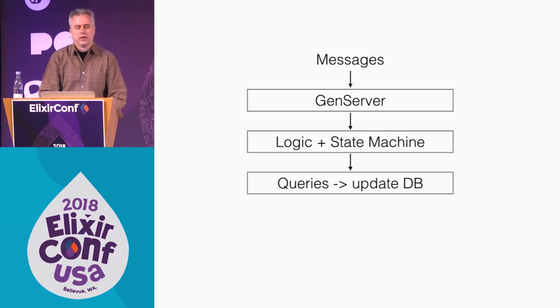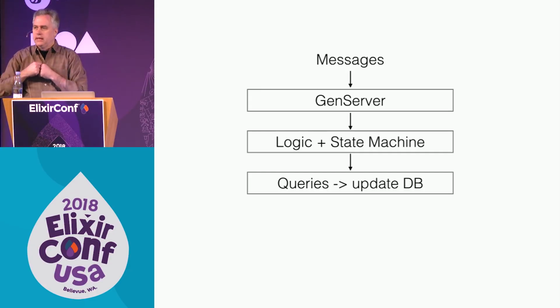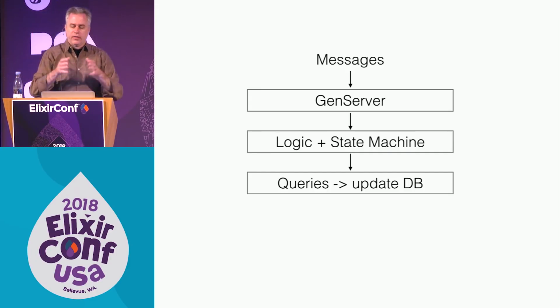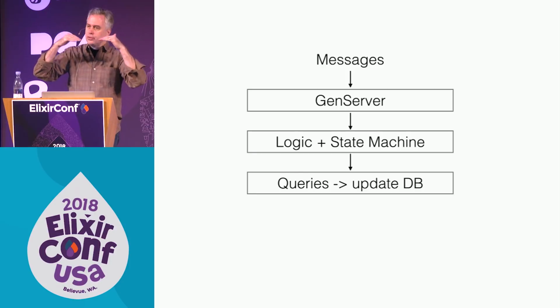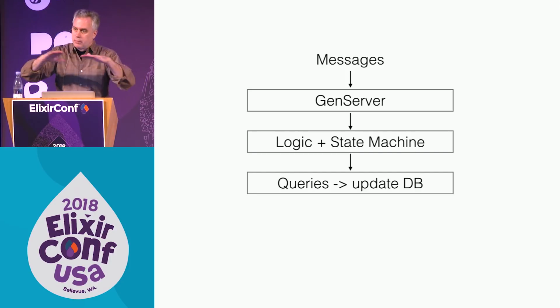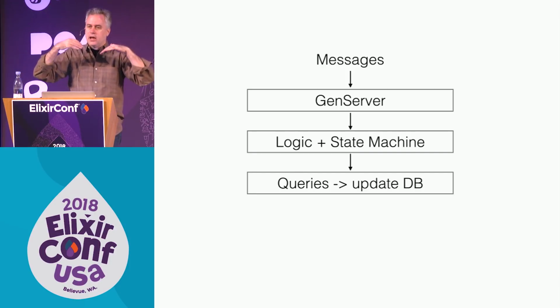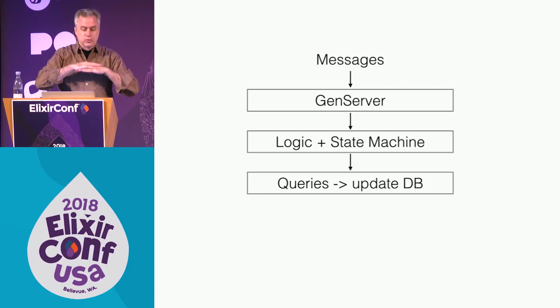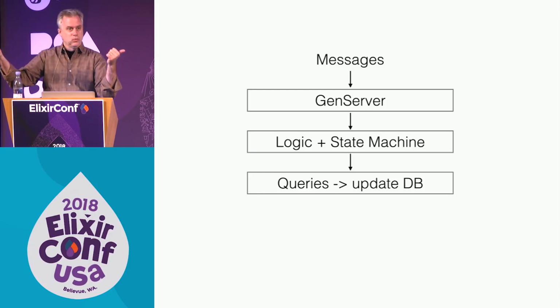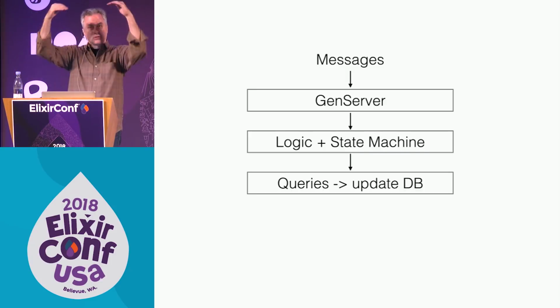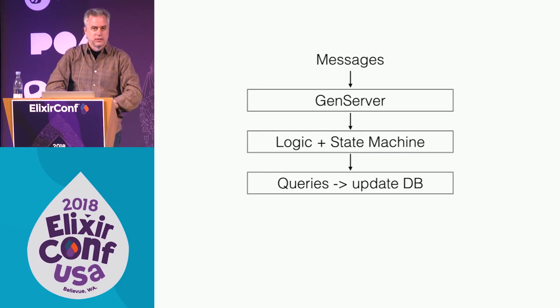But now, what we've got is messages coming in from the outside. The data flow is that they go through the gen server public functions. They end up in the callbacks, which is where logic and the state machine will work on them to transform the state. And then we always write it back down. Notice this is only going in one direction, not two directions, one direction.